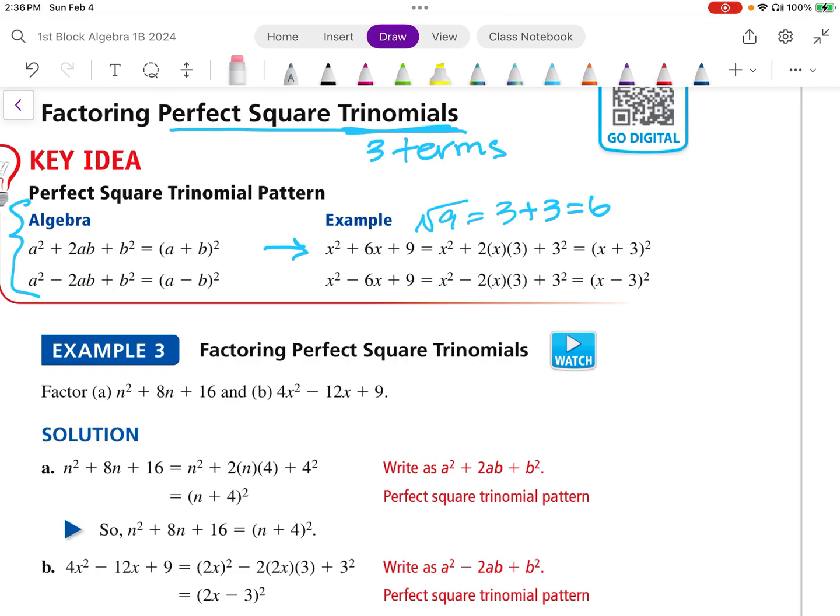So that means I'm going to take the square root of my first term, x, and the square root of my last term, 3. Because I have two addition signs here, this is going to be addition, and this is squared. So we have x plus 3, and we square that.